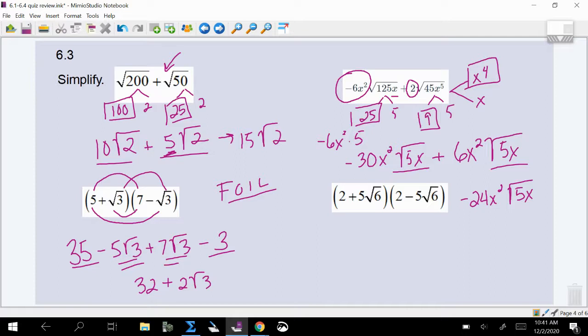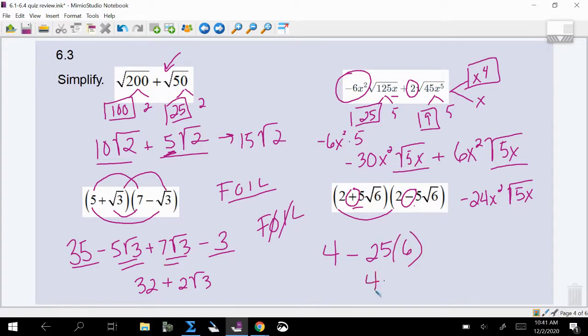We also dealt with ones that were conjugates. If they are conjugates, they will be identical except for a plus here and a minus here. When you see that, instead of all 4 parts of FOIL, you're not going to have to do the outer and inner because they will cancel. So 2 times 2 is 4 minus 5 times 5 is 25. And then root 6 times root 6 is 6.